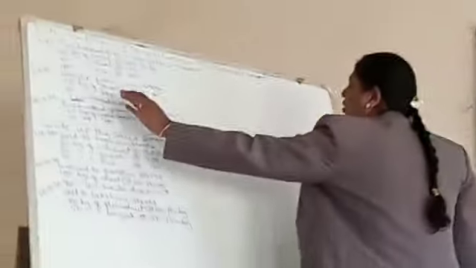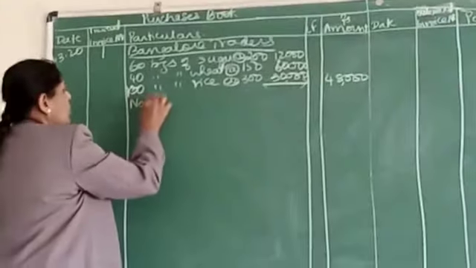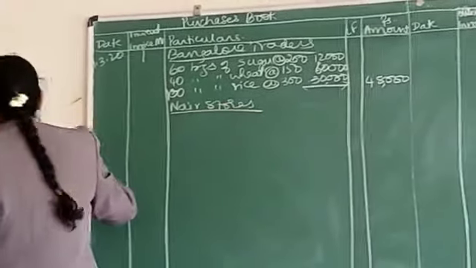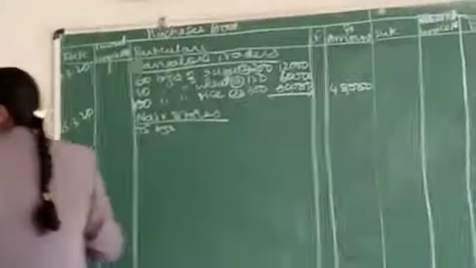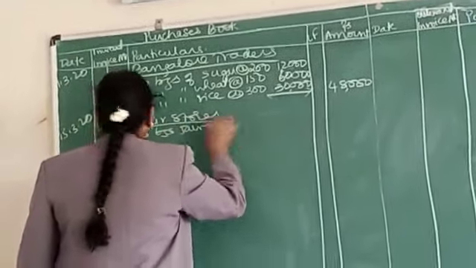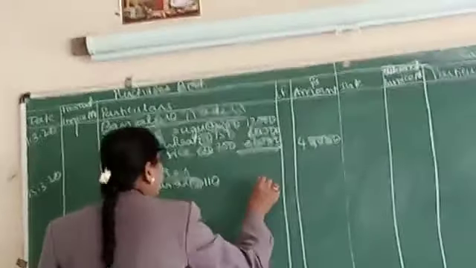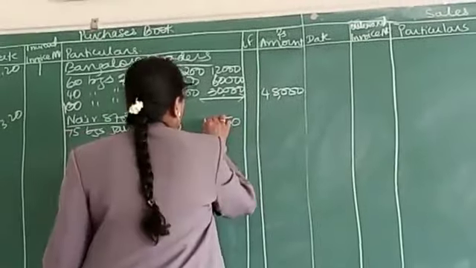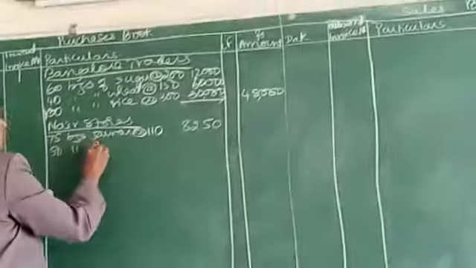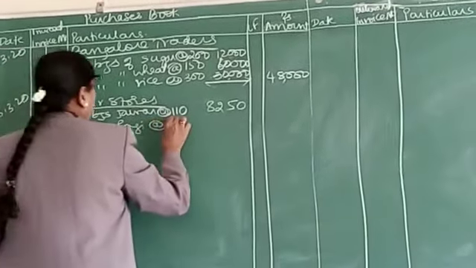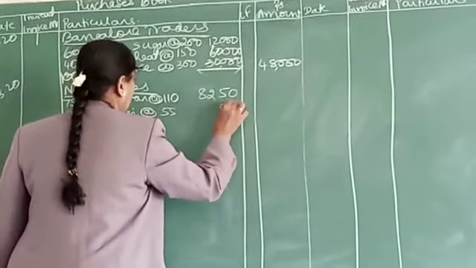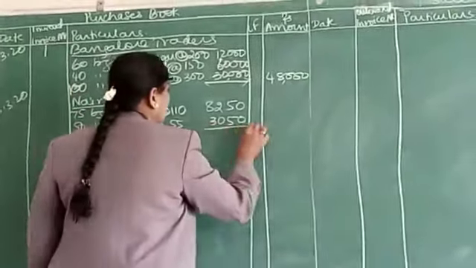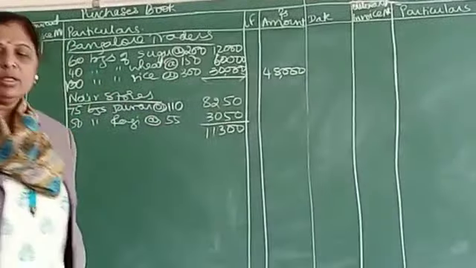Come to the next. Bought from Nair Stores. Right? Nair Stores. And the date is 15th. And you are purchasing 75 bags of jowar, at the rate of 110 per bag. And that will come to 8,250. Come to the next. 50 bags of rice at the rate of 55. 3,050. Add both. 11,300.